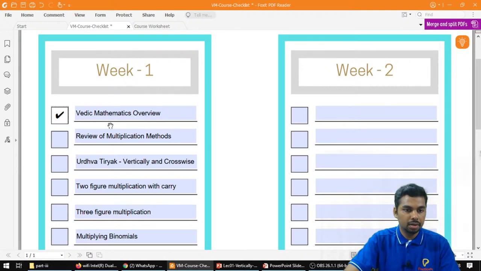This is an editable form. The PDF can be edited. You can give a tick mark against your week one, topic one. Similarly, write down all the topics that you remember after attending the class. And suppose you don't understand a particular topic, you can tick all the other topics and leave that one, so that you know you have something that is not understood.